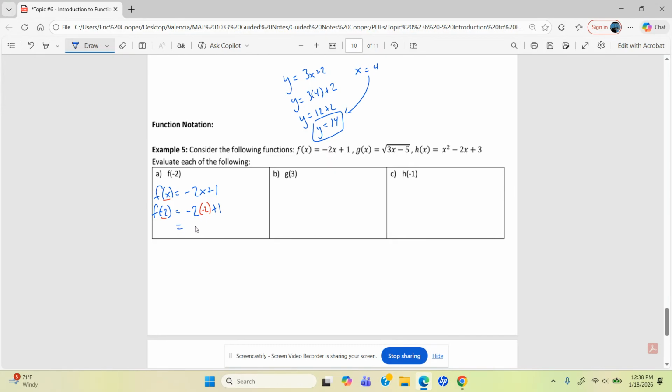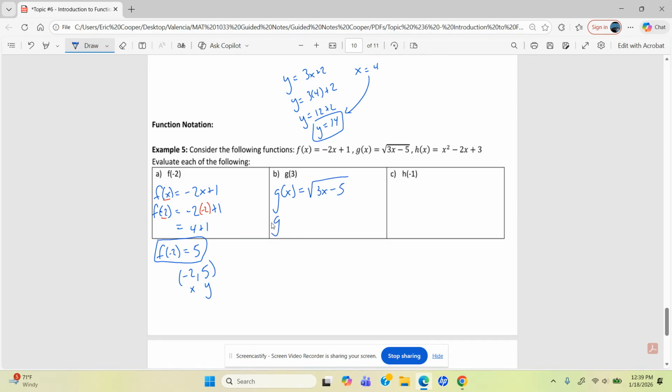Negative 2 times 2 is negative 4. Negative 4 plus 1 is negative 3. That tells me that f of negative 2 is equal to negative 3. This is no different than saying that when I plug in x at negative 2, I get back a y value. Let's try it again with the g function. So this time, I need to plug it into g of x. g of x is equal to the square root of 3x minus 5.